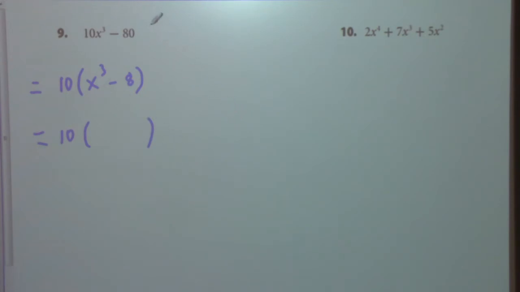Okay, let's go ahead and review. At the top of the sheet here, let me show you something. There was a difference of cubes, and let me write that formula here. If you have x cubed minus y cubed, that can be written as x minus y times x squared plus xy plus y squared. So I'm going to do x to the power of 3 minus 8.